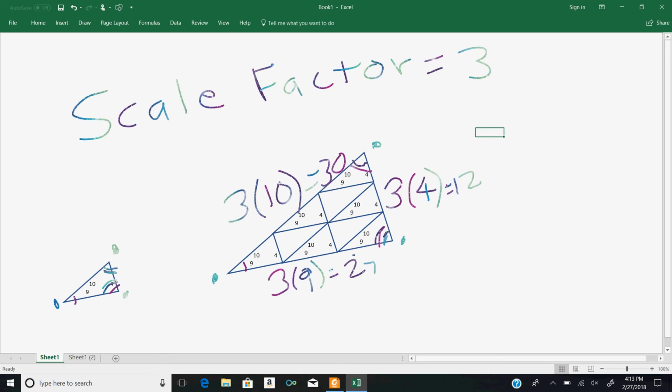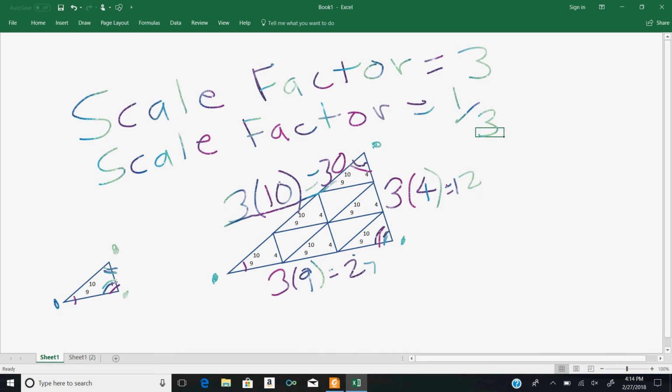It's important to note that the scale factor could also be 1/3. Scale factors are not necessarily whole numbers. It just depends on how I'm thinking about it. If I look at my big triangle, I can take my 30 in the big triangle and multiply that by 1/3 to get the 10 in my smaller triangle. So the scale factor can go either way. It just depends on your problem.